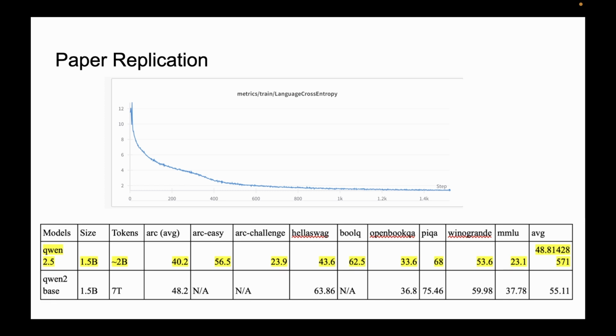For my replication, I use the same size for the teacher and student model. Both are the same size. I use Qwen 2.5 Coder, 1.5 billion parameters, and I distilled my randomly initialized student model for 2 billion tokens, and the performance is almost as good as the teacher model, which has been trained on 7 trillion tokens.